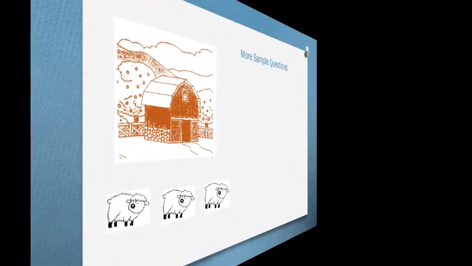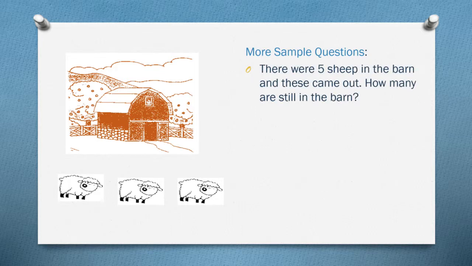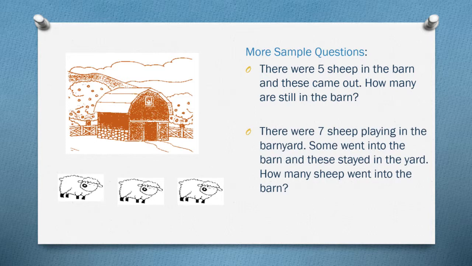Here are some more sample questions. There were 5 sheep in the barn and these came out. How many are still in the barn? Or, there were 7 sheep playing in the barnyard. Some went into the barn and these stayed in the yard. How many sheep went into the barn? These sample questions can be thought of as subtraction, though we don't use that language with the students.